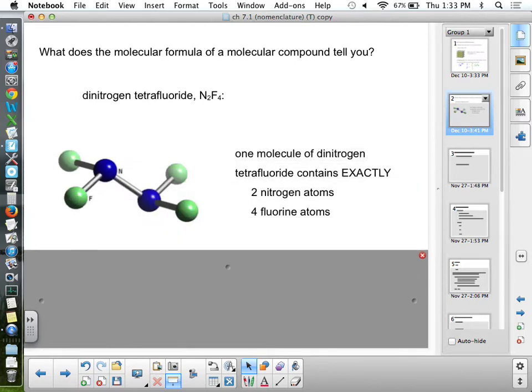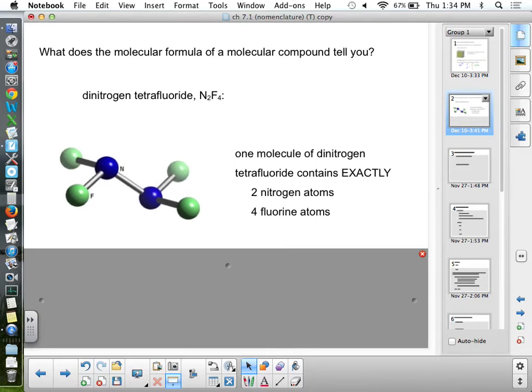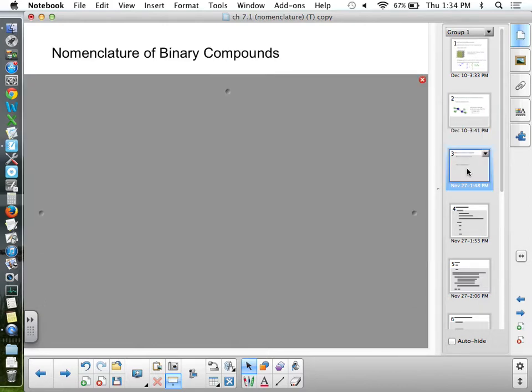In fact, what that tells us is that one molecule of dinitrogen tetrafluoride contains exactly 2 nitrogen atoms and 4 fluorine atoms. And here is a depiction of that molecule. Check out that nice trigonal pyramidal geometry at each of the nitrogens. So now let's move on to the main topic, which is nomenclature of binary compounds.